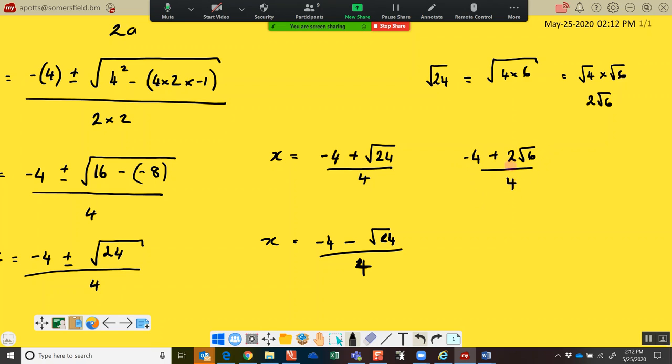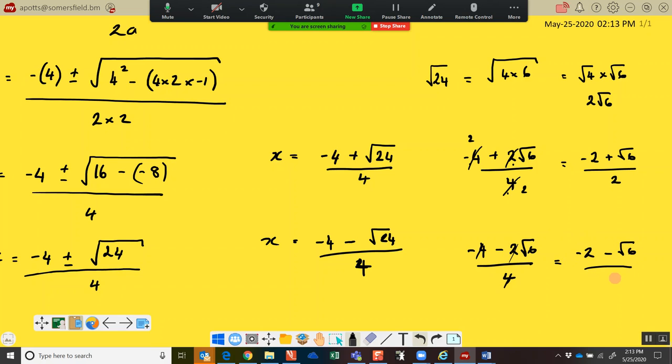So then I'm going to have -4 plus 2 root 6 over 4. So what we then get is there's a 2 in all of these, so I can cancel a factor of 2 out, yeah? So that gives me -2 plus root 6 over 2. Can't do anything else, right? And then this one again would be -4 minus 2 root 6 over 4. So again, cancel the 2's, gives me -2 minus root 6 over 2.